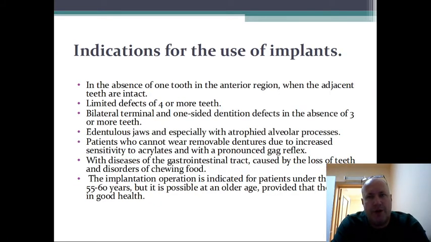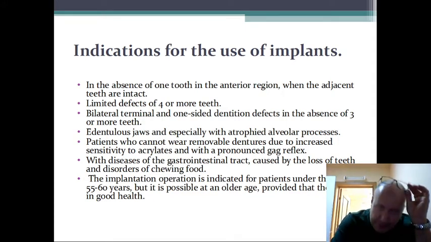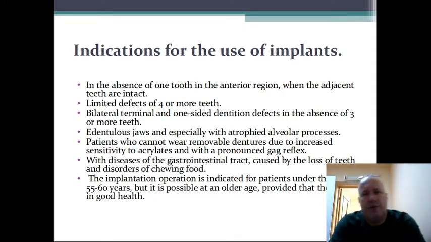Indications for the use of implants. First, in the absence of one tooth in the anterior region, when the adjacent teeth are intact. Second one, limited defects of 4 or more teeth. Bilateral terminal and one-sided dentition defects in the absence of 3 or more teeth. Edentulous jaws, and especially with atrophied alveolar processes.